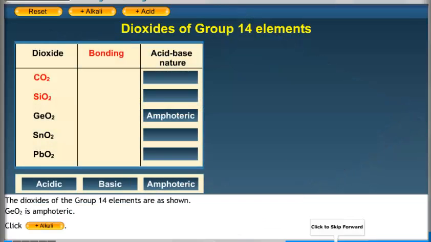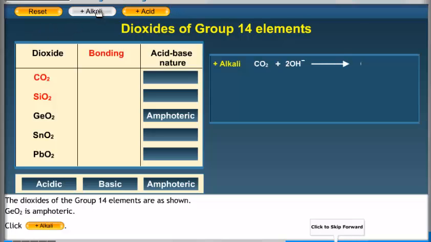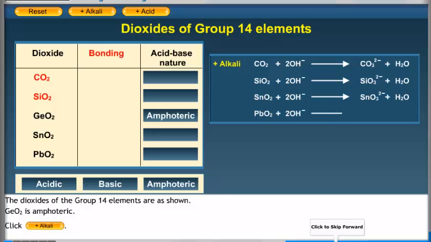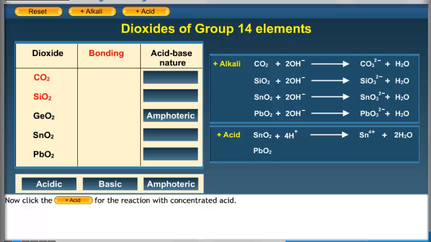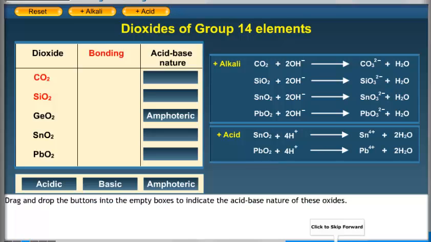The dioxides of the group 14 elements are as shown. GeO2 is amphoteric. Click the plus alkali button. Now, click the plus acid button for the reaction with concentrated acid. Drag and drop the buttons into the empty boxes to indicate the acid-base nature of these oxides.